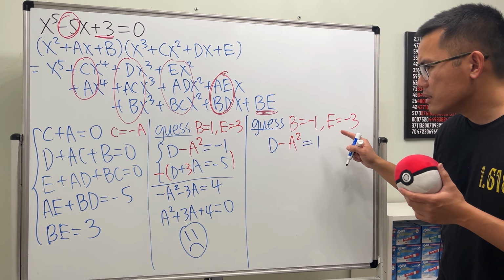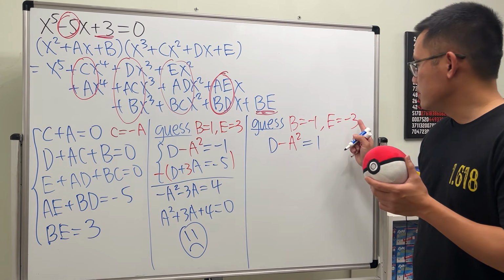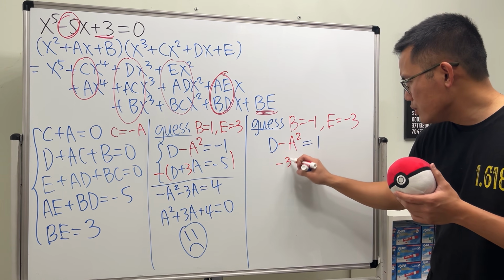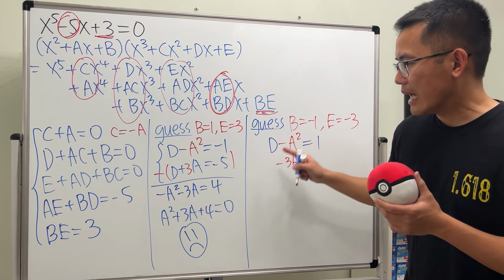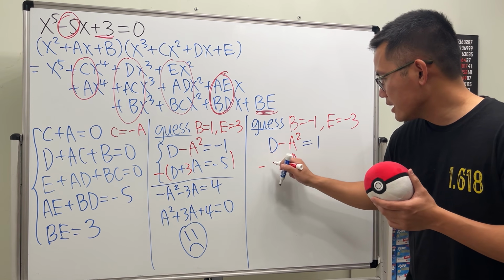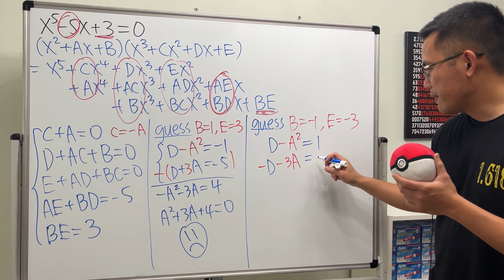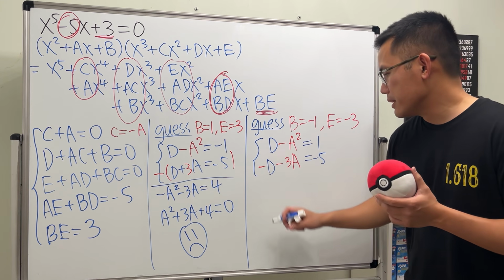And then let's plug in the rest into this equation. A is a, and then e is negative 3, so we will have negative 3a, and then b is negative 1 times d, so here we have negative d, and that's equal to negative 5. Cool. And for this system of equations, we can just add them up.